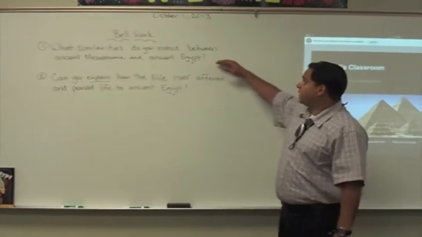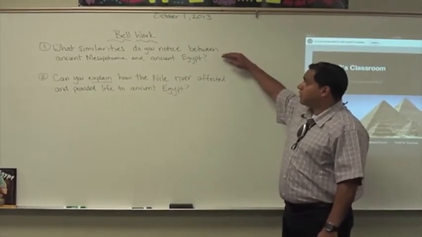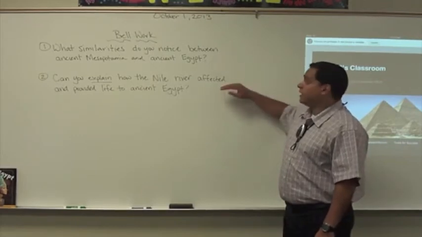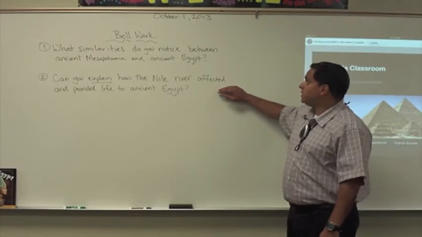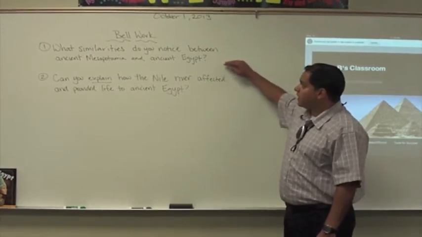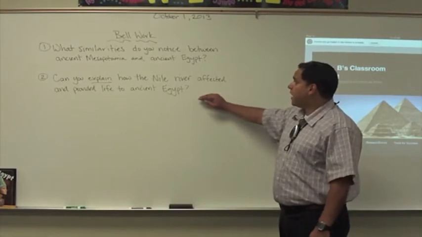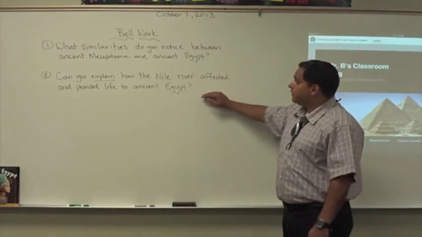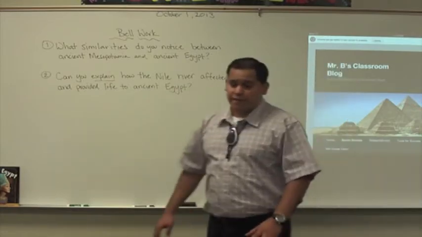I like to set up my bell work questions in 2 ways. One is I like to touch down on background information, and then I like to look at the depth of knowledge. So my questions for this lesson are, what similarities do you notice between ancient Mesopotamia and ancient Egypt? And then my second question is, how can you explain how the Nile River affected and provided life to ancient Egypt? Students, again, will work for 5 minutes.